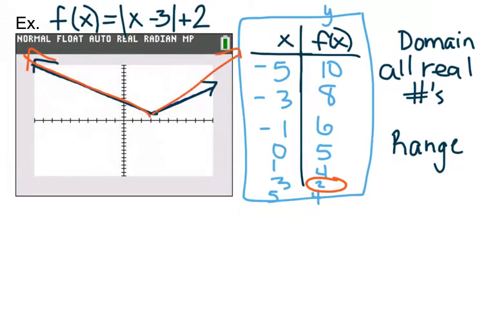So really, the y is going to be anything greater than or equal to 2. Because the lowest it ever goes is 2, and then it goes up forever. So anything greater than or equal to 2. So that's probably how you've done domain and range in the past. We're just reviewing, and then I'm going to show you how we do it in Math 3. So let's try another one.